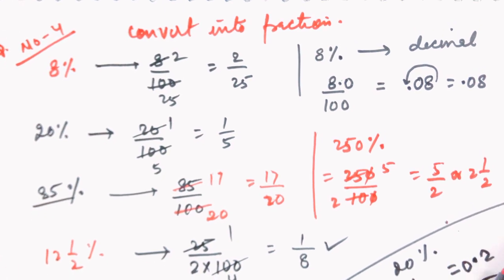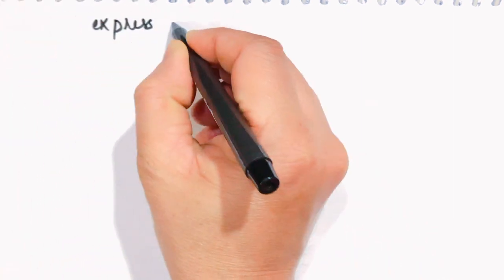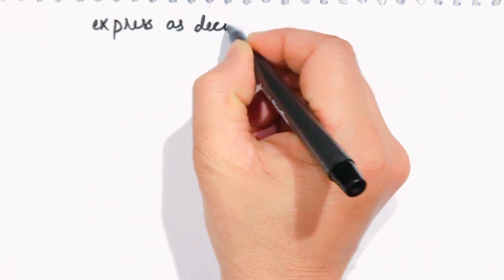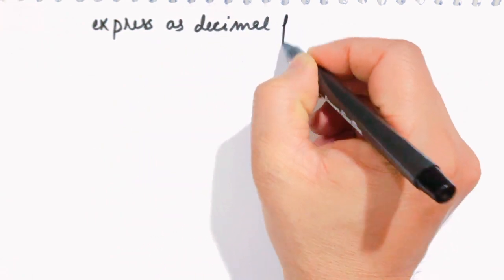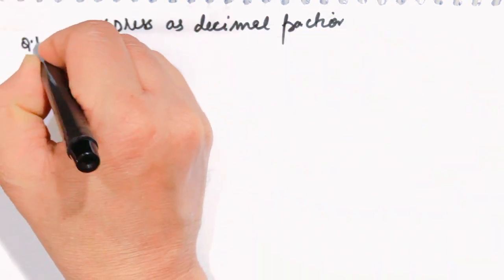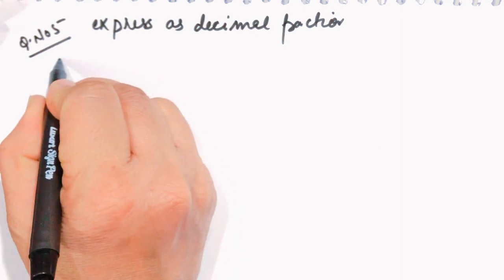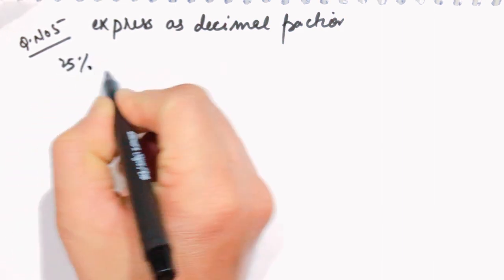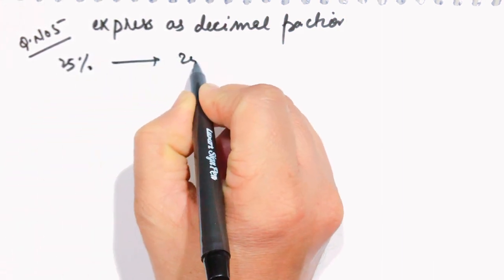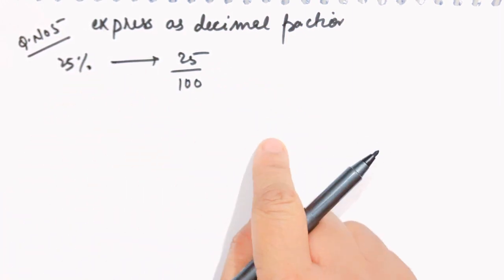Okay? Let's see, let's make it. Express as decimal fraction. This is your number 5. 25%. So 25% means 25 out of 100.